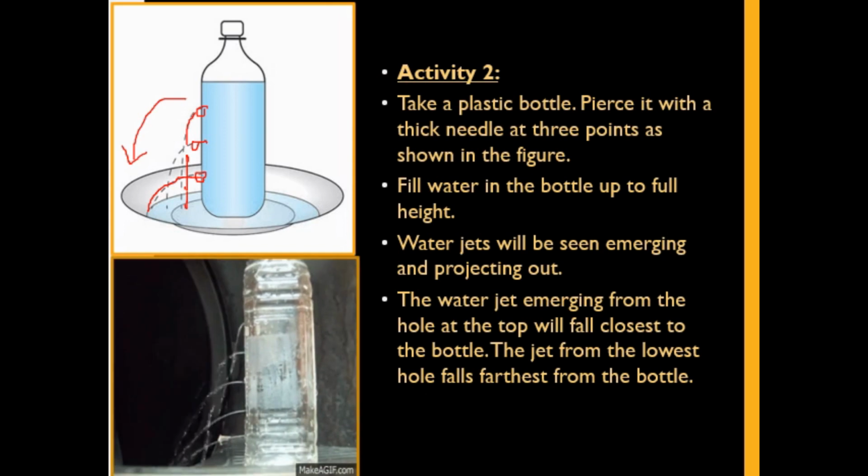So you can see here 4 holes are placed. This is the first one and this is the last one. You can see the difference in the water jet emerging out of it. The first falls very near to the bottle, whereas the last one falls farthest from the bottle.